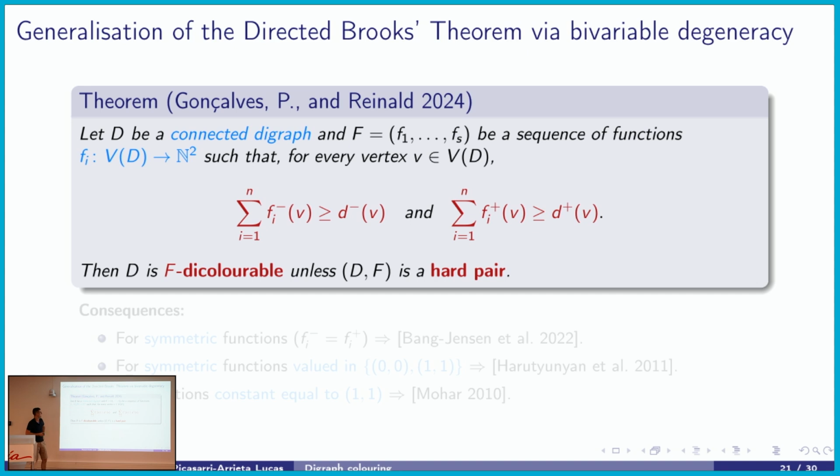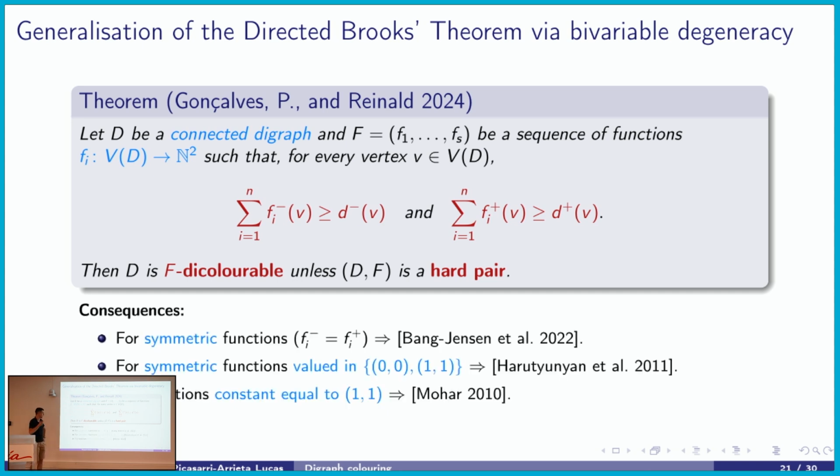And our result is the following. If we have a connected digraph and a sequence of functions, then we need a notion of color budget on every vertex. For list coloring, it was that the number of available colors is always at least the degree. Now we have that the sum of the functions on the first coordinate is always at least the in-degree of the vertex, and the sum of the functions on the second coordinate is always at least the out-degree. And if we have this condition, D must be f-dicolorable unless it is a hard pair. So these are exactly the obstructions. In fact, it is an if and only if.